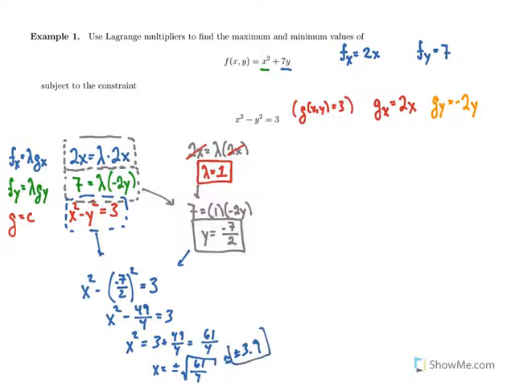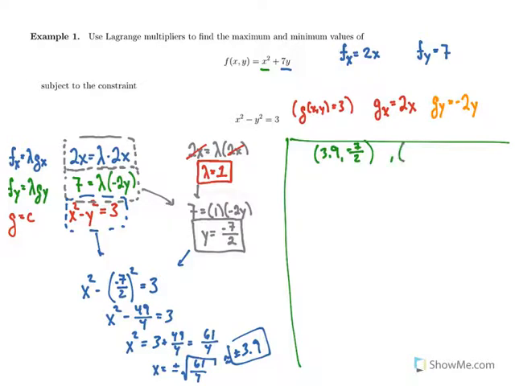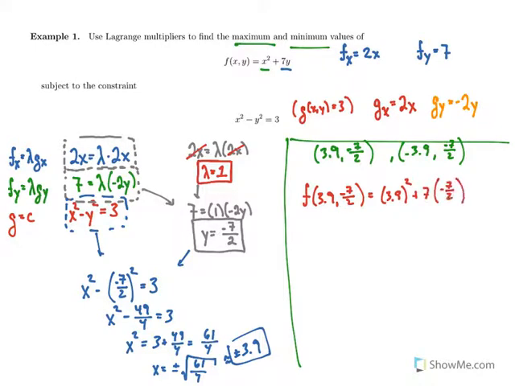So we've now solved for x, y, and lambda here, and we get two points: the point positive 3.9, negative 7/2, and the point negative 3.9, negative 7/2, with lambda equal to 1. Note that we are finding both the maximum and minimum values of this function, and these two points correspond to one being the maximum and one being the minimum. So let's plug this into the function. f of 3.9, negative 7/2 is going to be 3.9 squared plus 7 times negative 7/2.